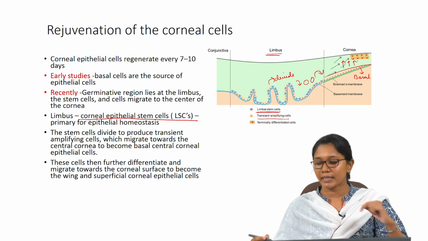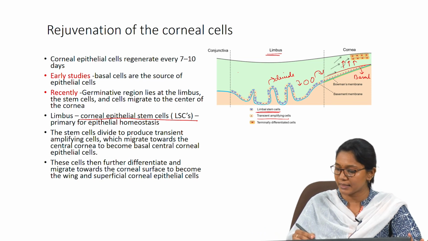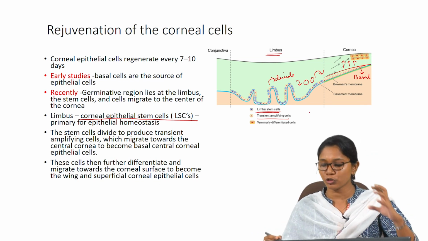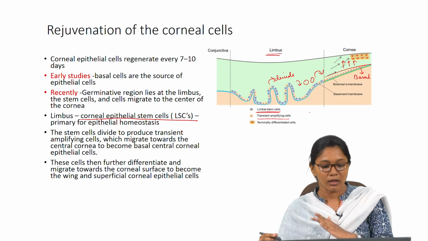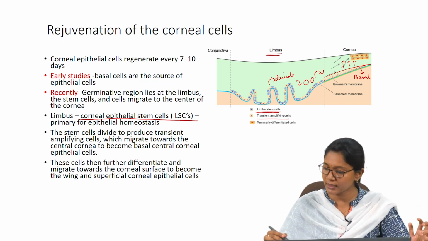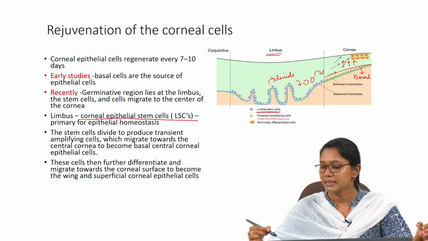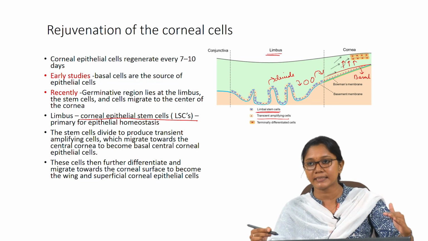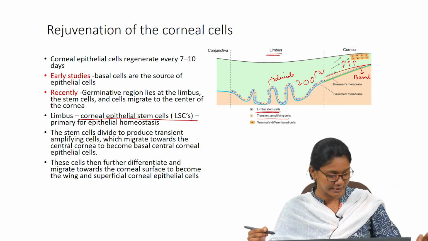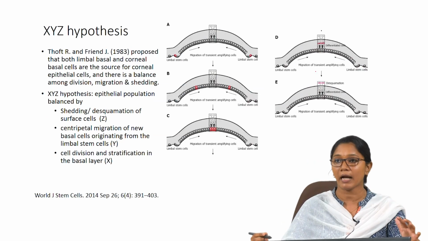Now scientists have shown that both are necessary: the limbus stem cell region, which is the major source of these transiently amplifying cells, and their migration, which is an important process, and then the basal cells, from which the cells are stratified into the wing cells and the superficial cells. This theory is explained by the XYZ hypothesis.